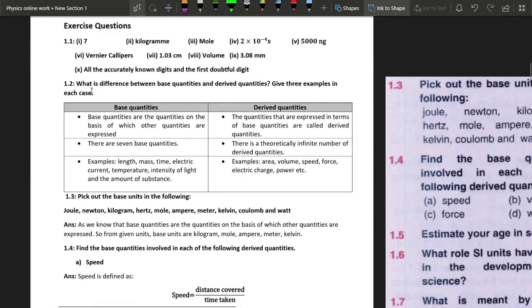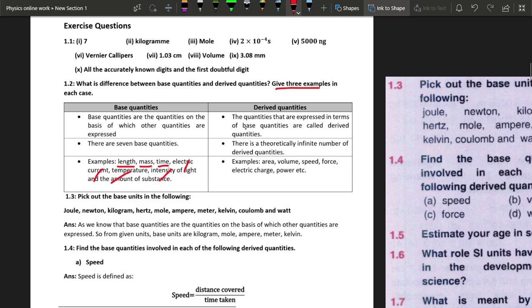We already studied about the base and derived quantities. So base quantities are those quantities on the basis of which other quantities are expressed. There are 7 in number, and these are length, mass, time. You can write only 3 examples: length, mass and time, because the question demands only 3 examples. So you just write 3 examples. You don't need to write these other examples.